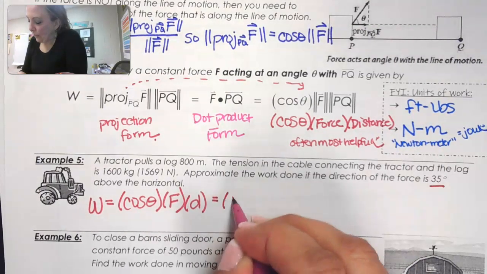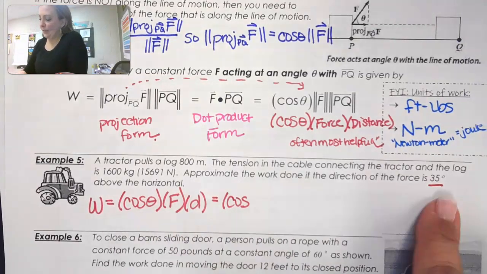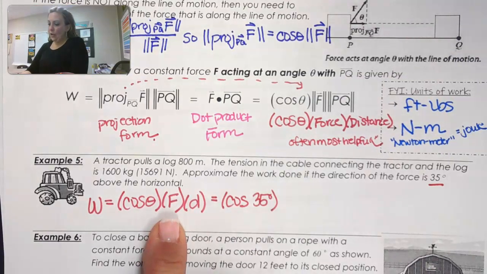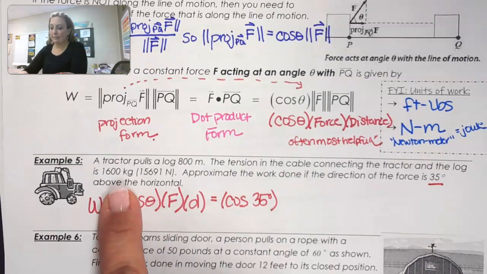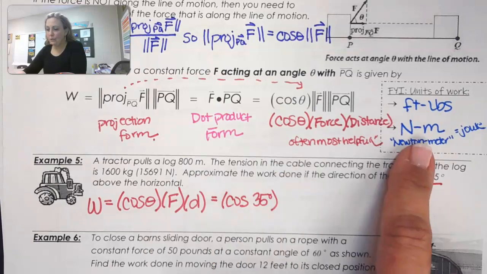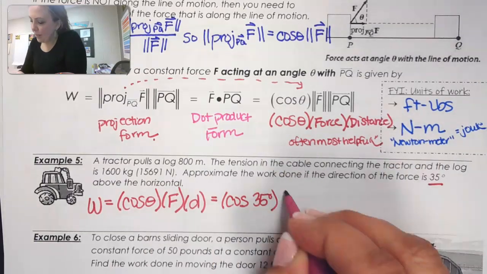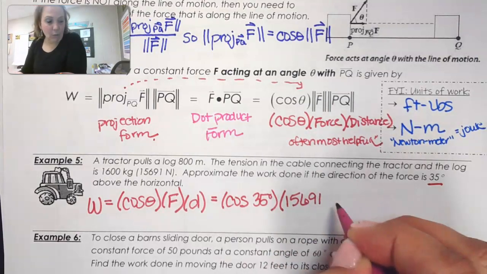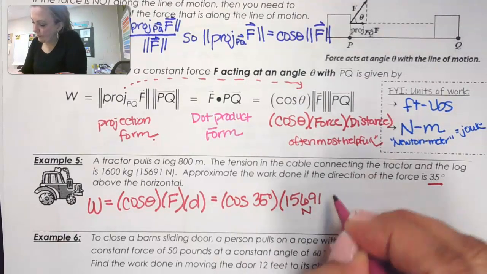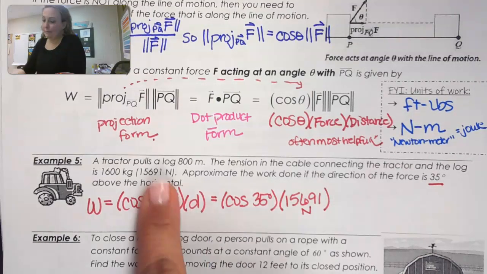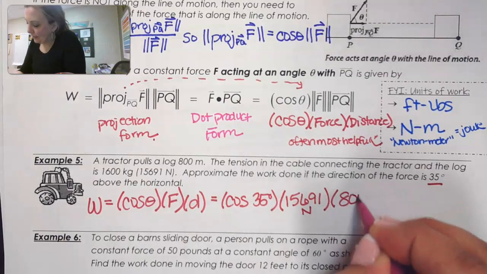We know that our theta in this question is going to be that 35 degrees. The force is going to be that amount in kilograms or newtons. Well, notice they tell us meters here, and newton meter is a nice unit of work. So let's use the 15,691 newtons. And then it tells us the distance that it moves. It moves 800 meters.